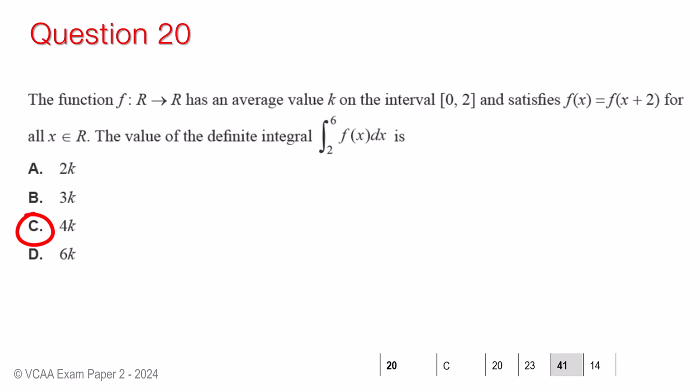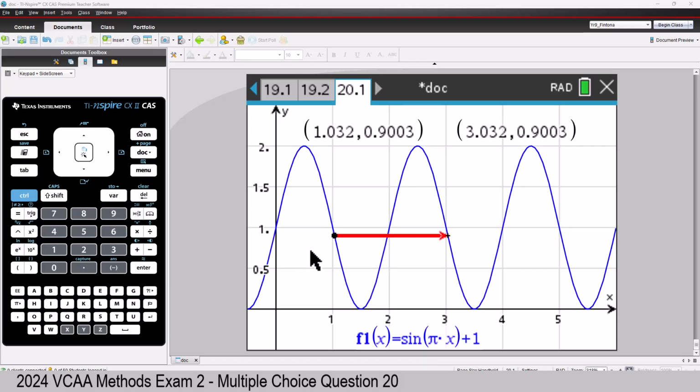Now, if you did not press the pause button on this question, and you just watched and nodded, that's what is known as confirmation bias. So here's a little glue to help make what we just did stick. The function f of x equals sine pi x plus 1 has the property that f of x equals f of x plus 2.